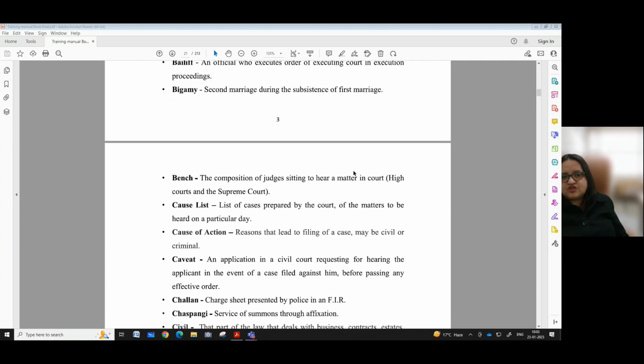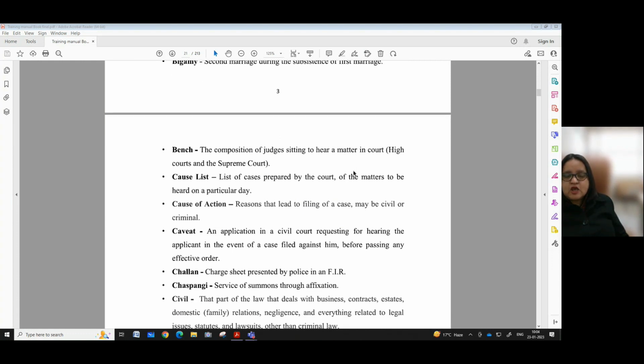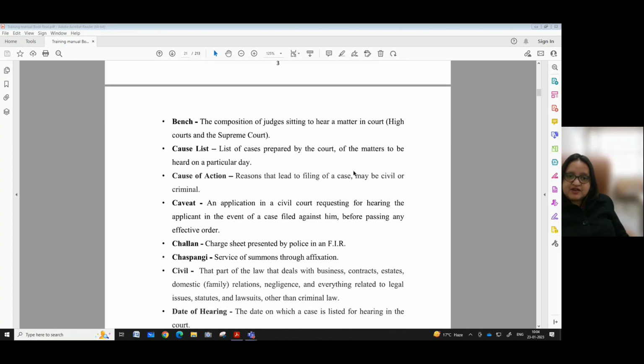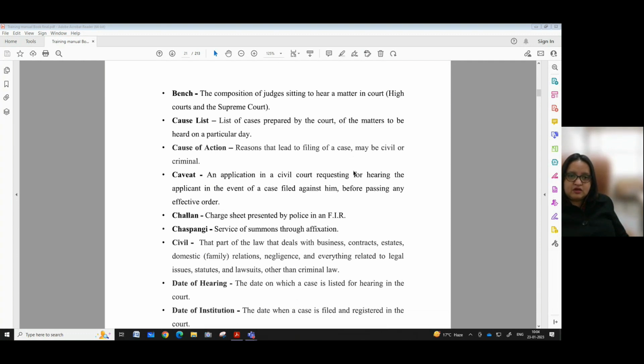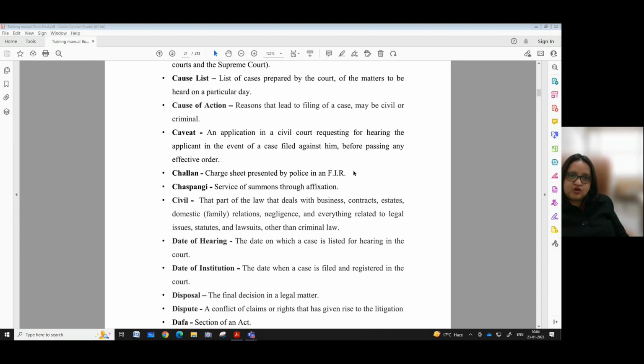Bench, the composition of judges sitting to hear a matter in court, high courts, and the Supreme Court. Cause list, list of cases prepared by the court of the matters to be heard on a particular day. Cause of action, reasons that led to filing of a case, may be civil or criminal. Caveat, an application in a civil court requesting for hearing the applicant in the event of a case filed against him before passing any effective order. Challan, charge sheet presented by police in an FIR. Chaspangi, service of summons through affixation.